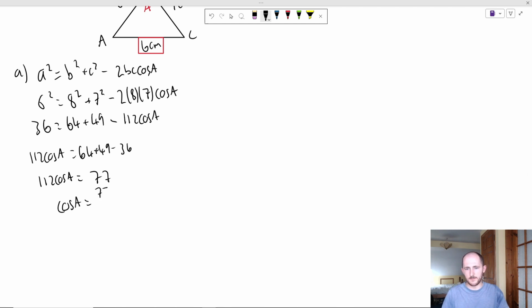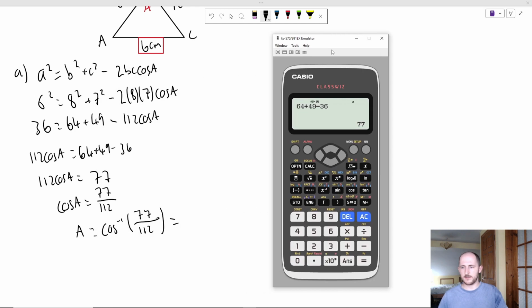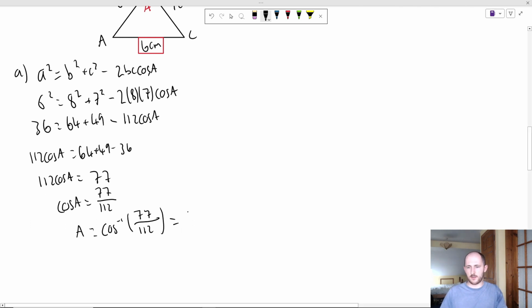A-OK. I would like to point out that there is technically an A2 or Year 13 version of this. And it's nothing new except we don't use degrees anymore. That's the only new thing. The equations all stay the same, so we don't need to worry too much about it. 77 over 112. 46.6 degrees. Three significant figures again.